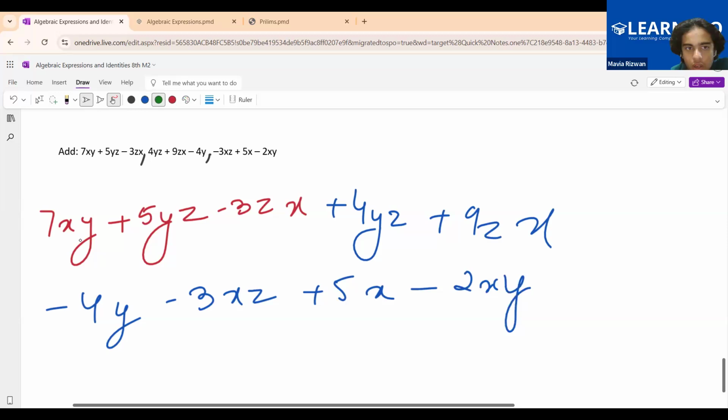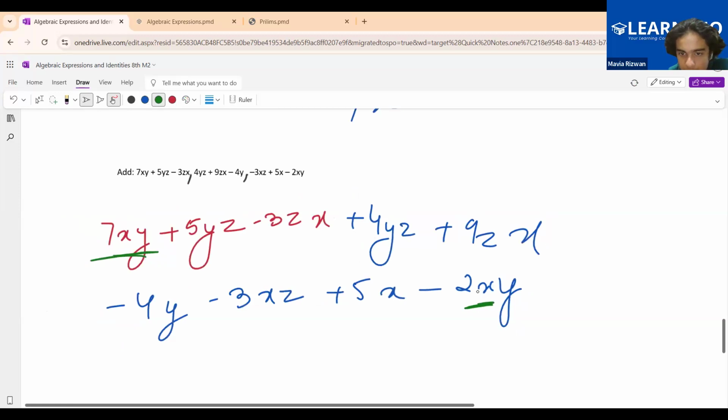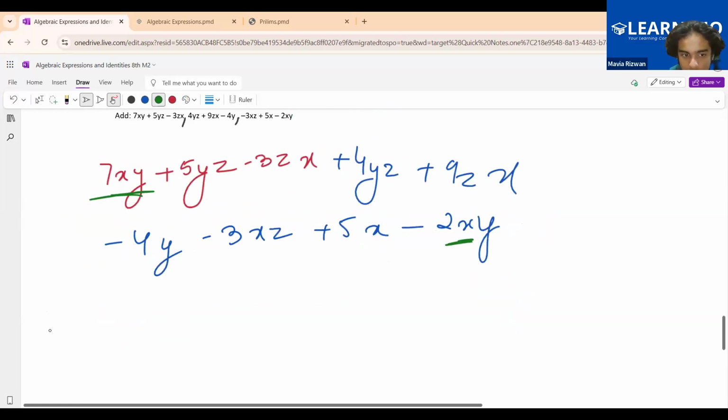Now see, the xy term. Look for any other xy term. This is one xy term, and this is another xy term. So 7xy minus 2xy would be 5xy. So this is equal to 5xy. Okay, so keep underlining what you have done.